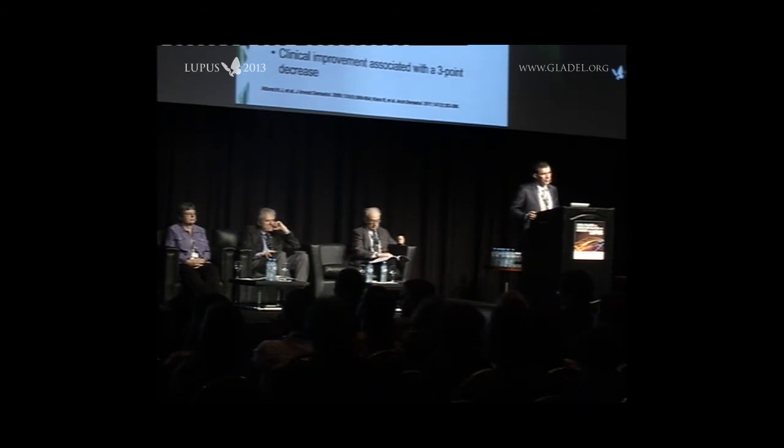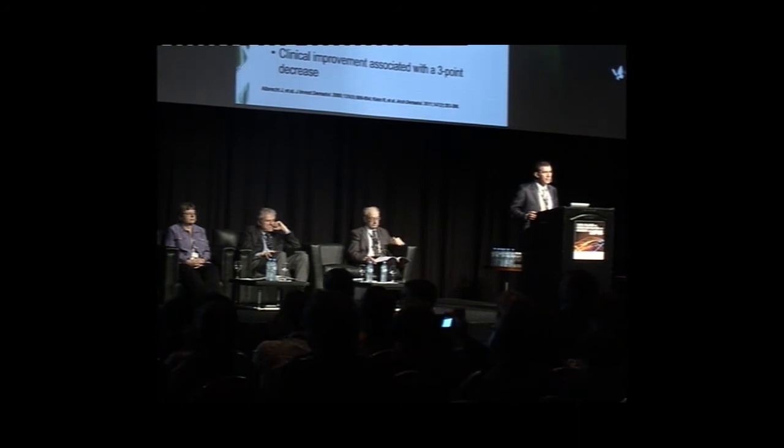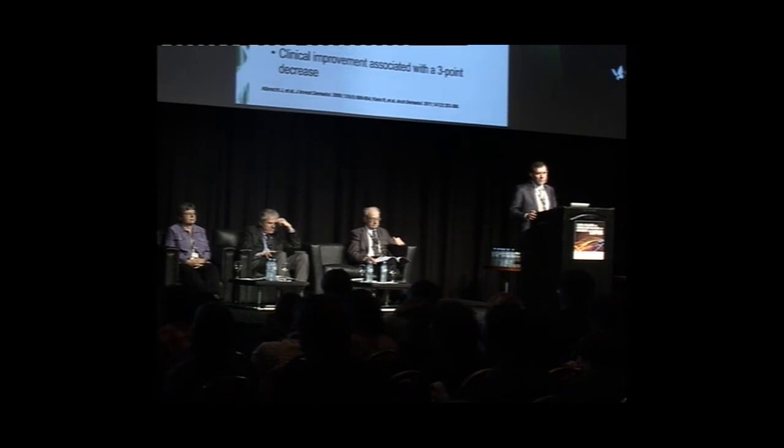One example of an organ-specific disease activity index is the CLASI. This is a cutaneous disease activity and severity index. It takes into account erythema, scale, mucous membrane lesions, and non-scarring alopecia. Visible areas such as face and neck will get higher scores, and clinical improvement is associated with a 3-point decrease.